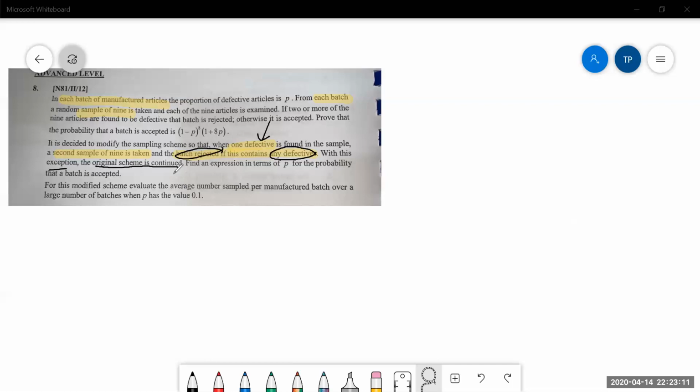That is very crucial, and we don't even understand that statement. With this exception, the original scheme is continued. Means what? With this exception, the original scheme is continued. Find an expression in terms of P for the probability that a batch is accepted.